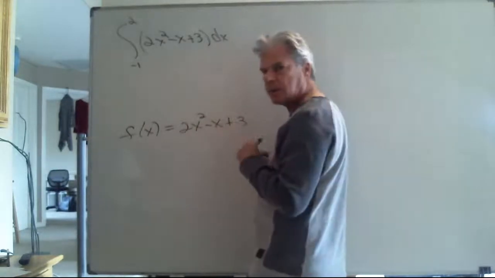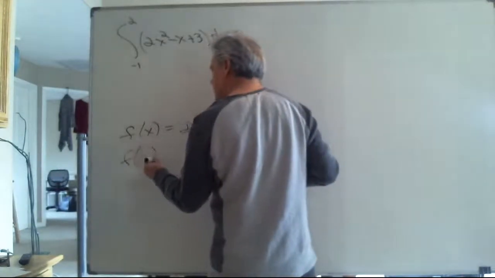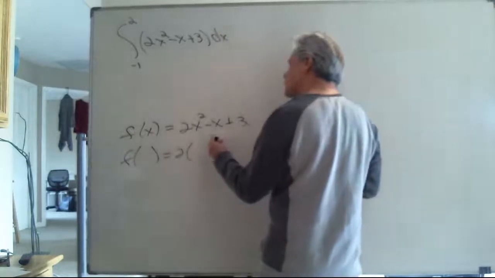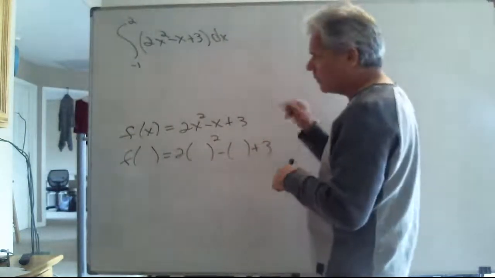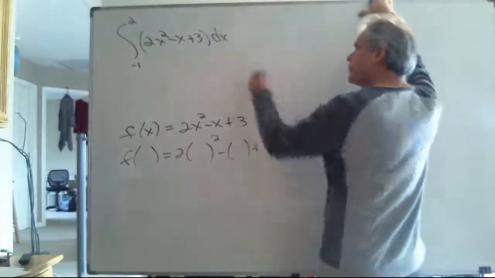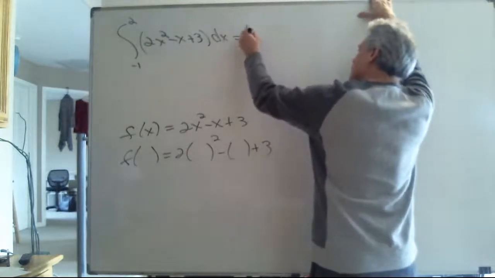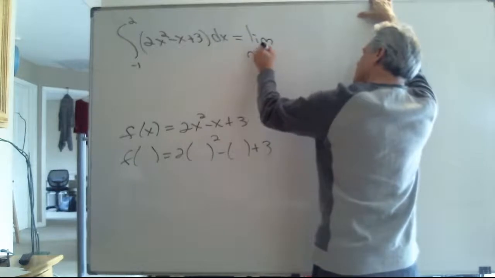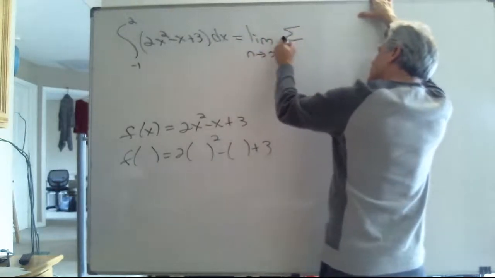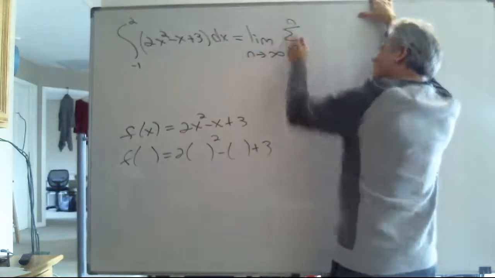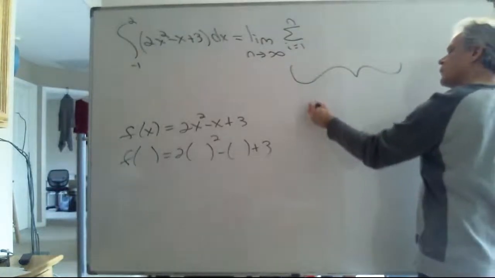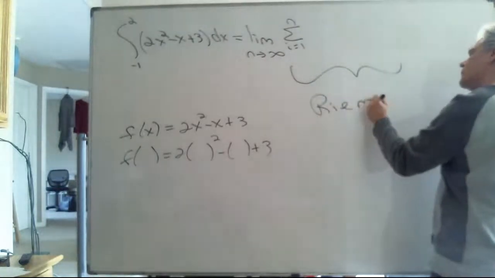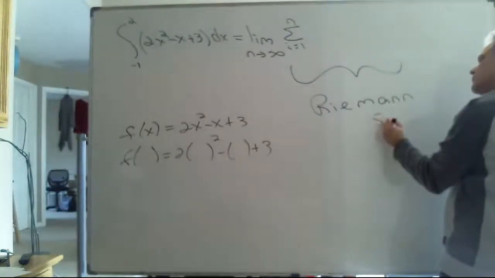But that x is a dummy variable. It says f of anything is 2 times that thing squared minus that thing plus 3. So now going back to my definition of a definite integral, got the limit, and plays its game, got a Riemann sum. I hope I mentioned that phrase before. This within the limit is what I sometimes refer to as a Riemann sum.